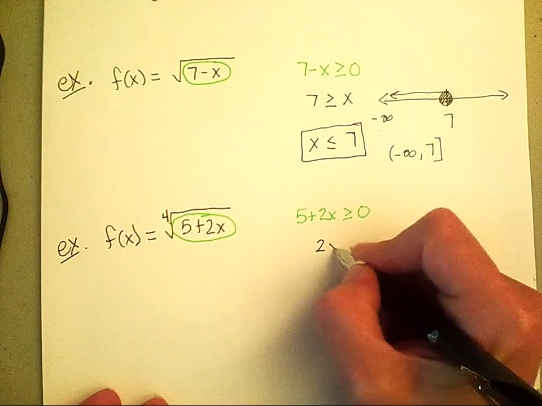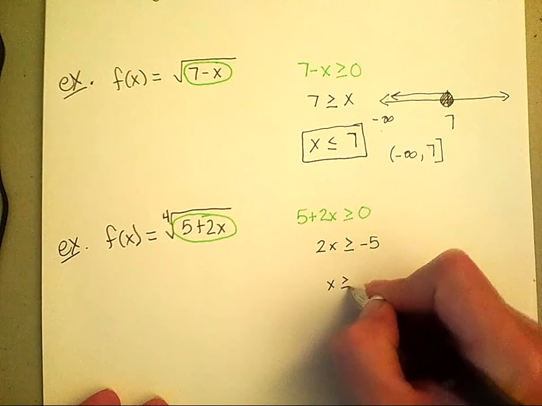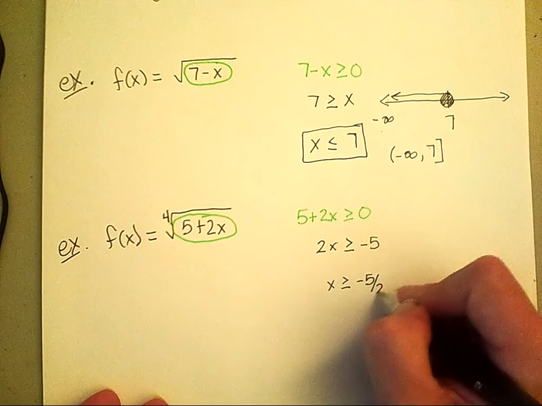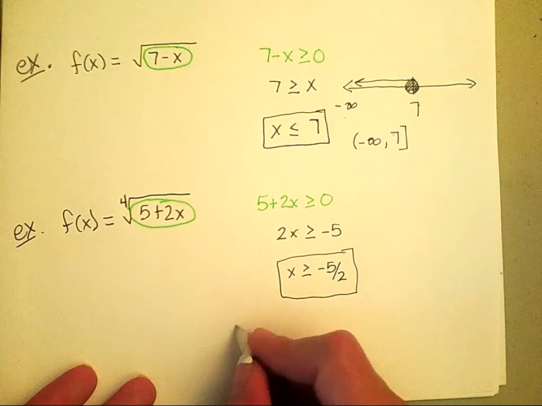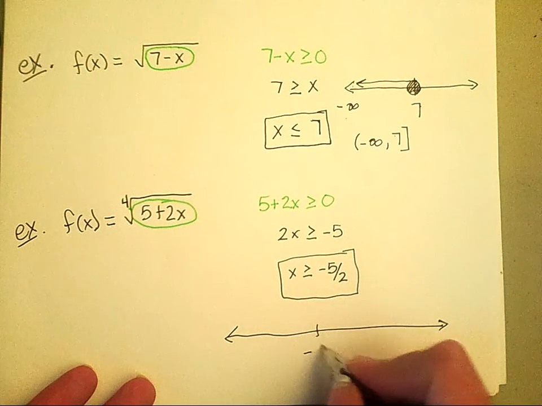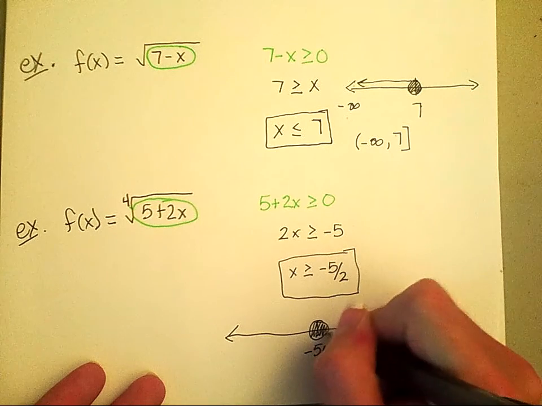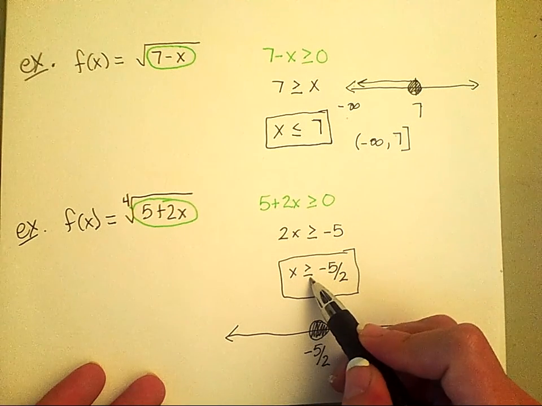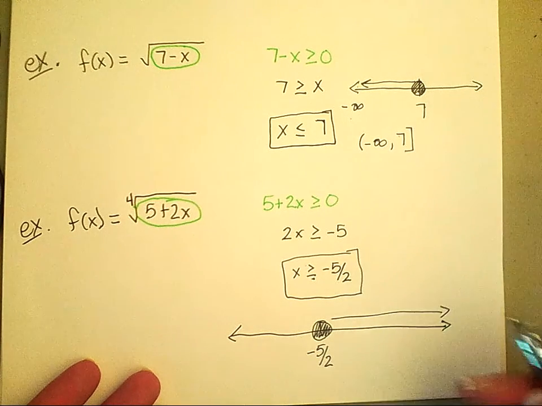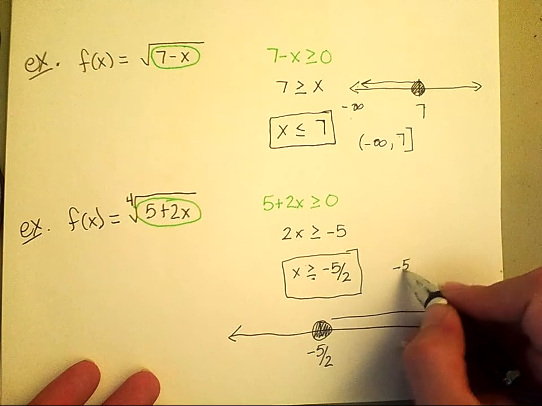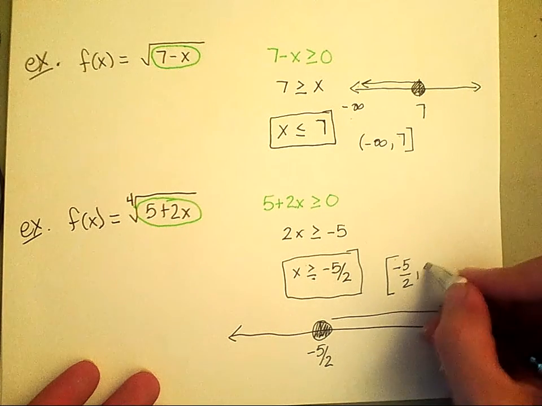And now I could solve this. 2x has to stay greater than or equal to negative 5. And dividing by 2, x has to stay greater than or equal to negative 5 halves. On a number line, we could graph that. Here's negative 5 halves. That's our important value. It can include that number, but now x has to stay greater than that. So in interval notation, the lowest value it can take on is negative 5 halves. It can include that, and the largest number will go to infinity.